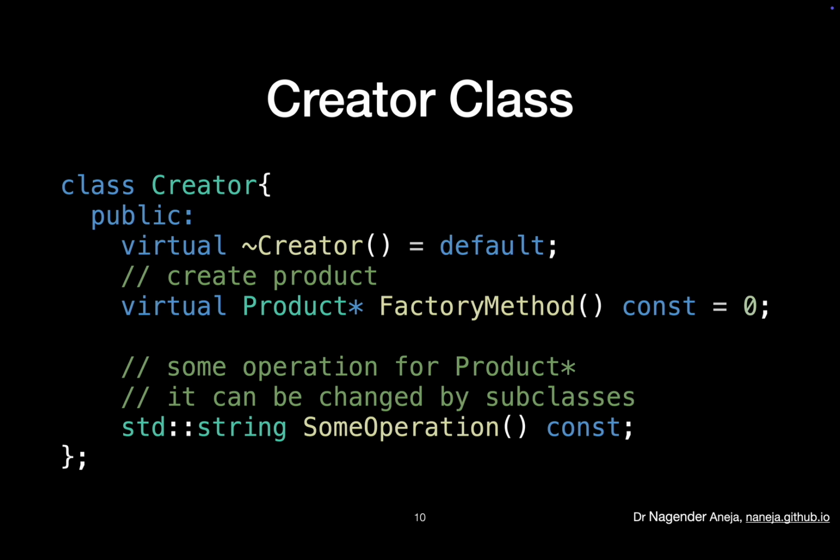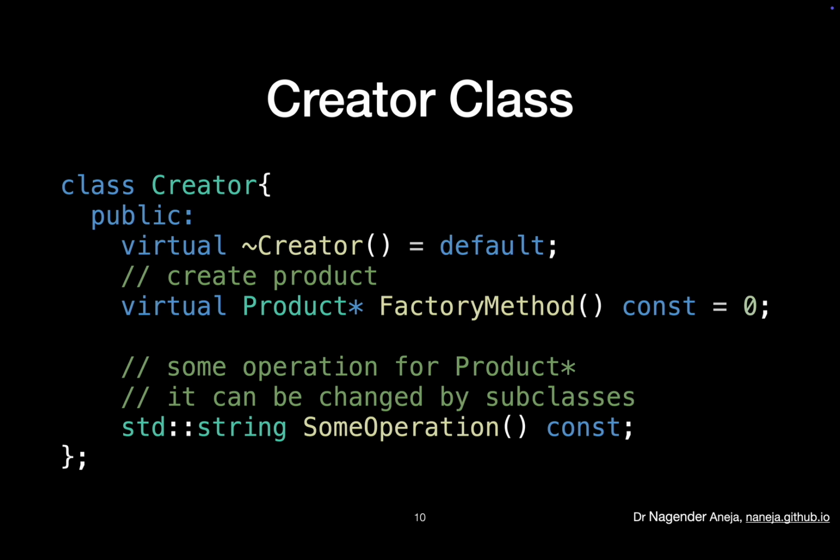We have the virtual destructor, which is default, and then this is the factory method. Maybe we name it factory method; you can have create product as well, whatever. The idea behind the factory method is that it will return the product, and this is virtual, and this product is also a virtual object from the interface, and it's a pure virtual function. We say it's equal to 0. This is a pure virtual function.